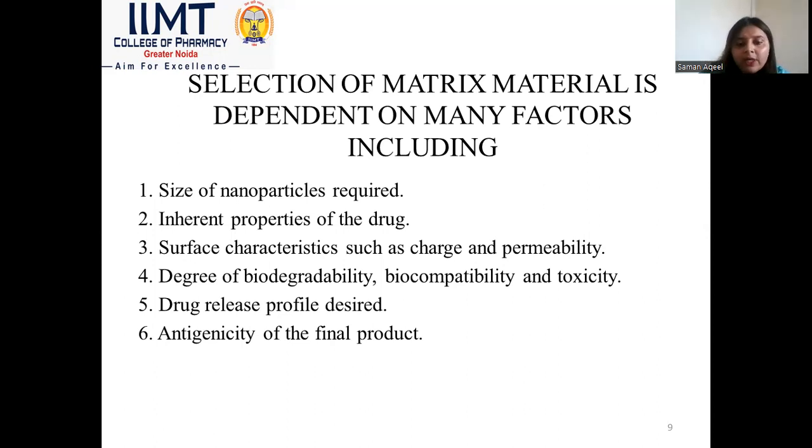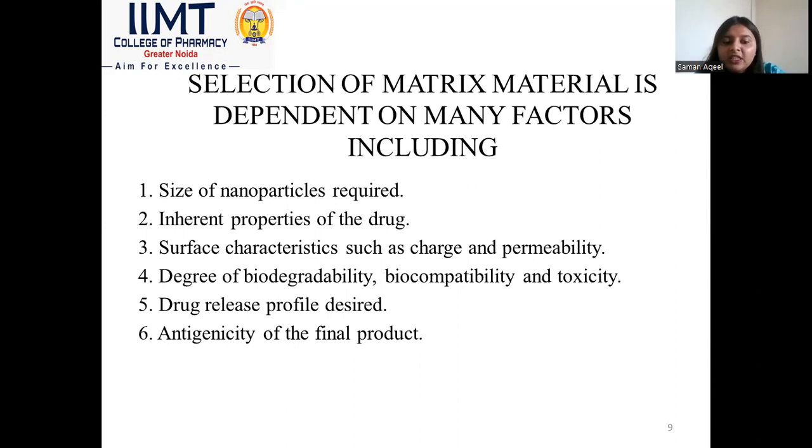The fourth is the degree of biodegradability, biocompatibility, and toxicity. The material should be easily biodegradable, biocompatible also, and it should be non-toxic. The fifth one is the drug profile desired. What is the amount of the drug release, or how much drug you want to be released from the nanoparticles. The material of the polymer matrix and the amount of the polymer used is the basic parameter responsible for the drug release.